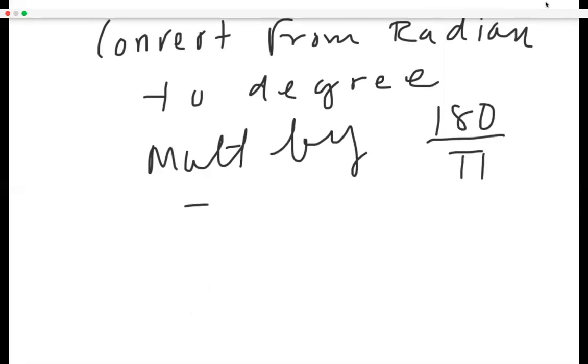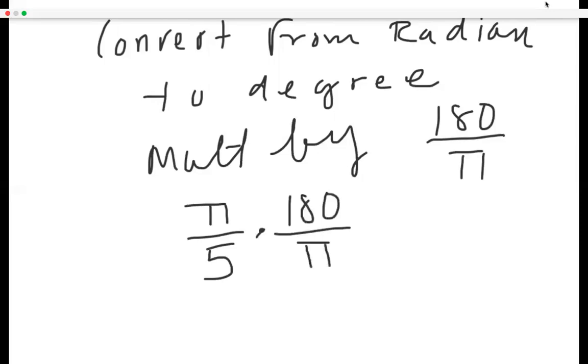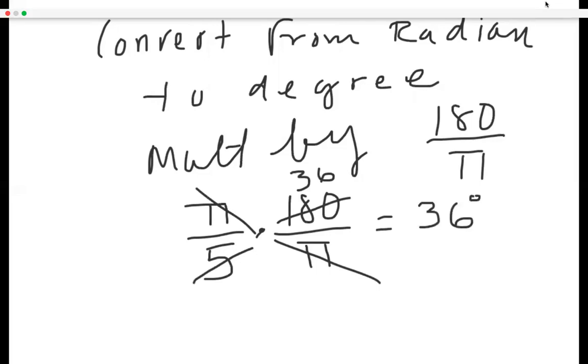So here is the first example, guys. We are going to convert pi over 5 radians to degrees. Again, we're going to take this and multiply it by 180 over pi. Notice the pi's are across from each other, so they could cancel each other out. And then 5 goes into 180 how many times? 36 times. So there you go, guys, there's your 36 degrees. It's that easy, guys.